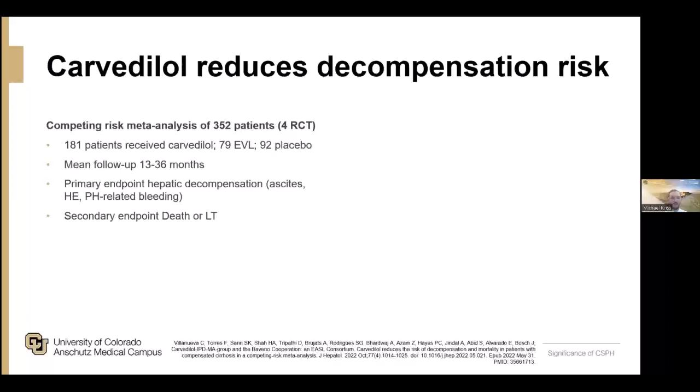And this is data from a competing risk meta-analysis of 352 patients across 4 clinical trials, where they were randomized to receive either carvedilol versus placebo or carvedilol versus band ligation for primary prophylaxis. And you can see that the mean follow-up in these patients was 13 to 36 months. And the primary endpoint they used in the meta-analysis was any hepatic decompensation. So that was ascites, HE, portal hypertensive related bleeding, including PHG. And then the secondary endpoint was death or transplant.